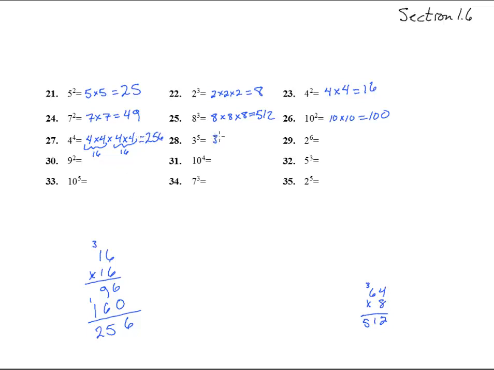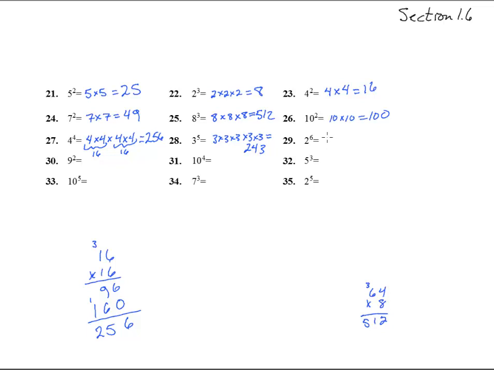Ooh, 3 to the fifth power. 3 times 3 times 3 times 3 times 3. That equals 9 times 3 is 27, times 3 is 81. 81 times 3 comes out to be 243.